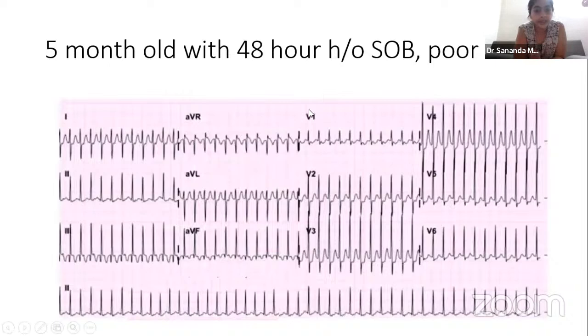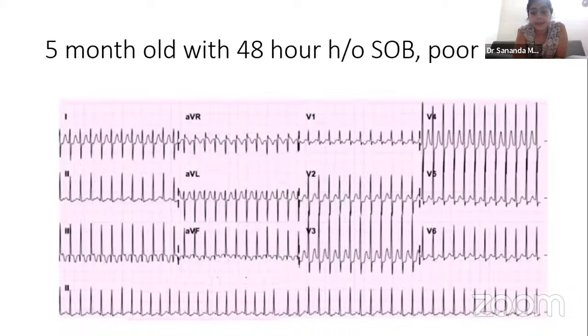As you can see, this comes under the algorithm of narrow complex. The QRS complex is narrow and the heart rate is regular. If you see the RR interval, the rate comes to around 200 to 220 and above. Whenever in an infant we find a heart rate above 200 to 220, we can be 99% sure that this cannot be sinus tachycardia, so we can diagnose some supraventricular tachycardia.